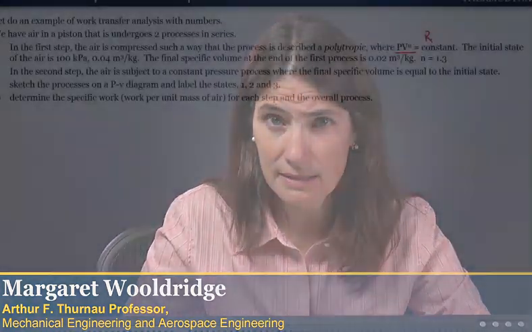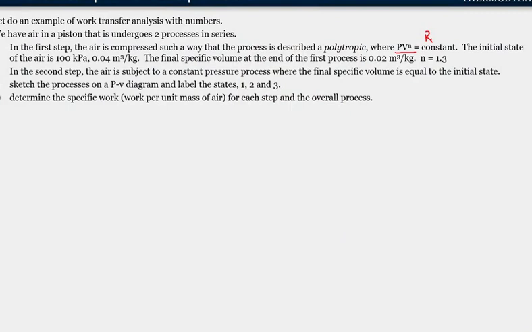Okay, so first we have to sketch the process on a PV diagram. And I'm going to be even more strict here. I want you to sketch the process and label with actual numbers the pressures and the volumes of all three states. So we know that means pressure and volume at states 1, 2, and 3. So that's 3 pairs of information.